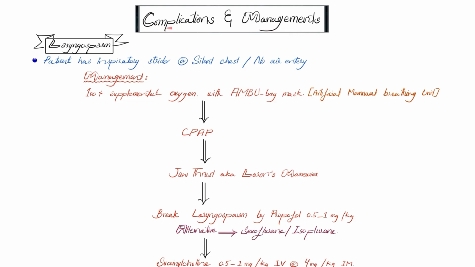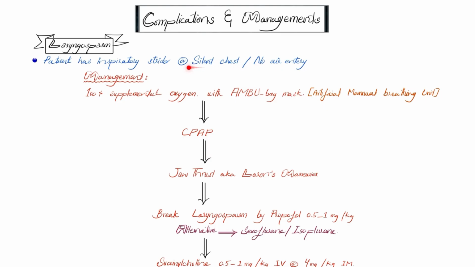Now let's learn about some important and life-threatening complications that can occur during surgery and their management. The first one is laryngospasm. The patient has stridor. Now, how you are going to identify that the patient is having laryngospasm is that the patient is having inspiratory stridor if there is partial occlusion of the airway, but if there is complete occlusion of the airway, then there will be a silent chest on auscultation because there is no air entry.